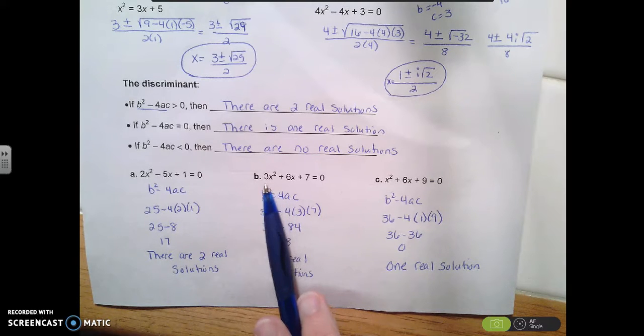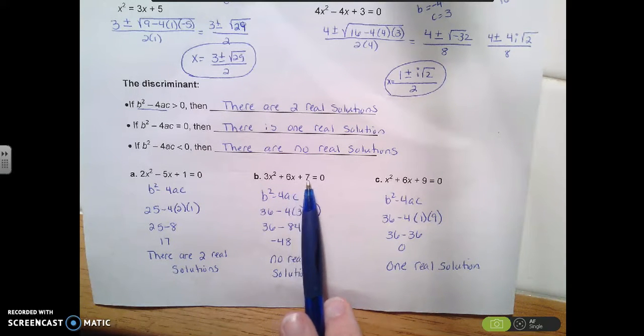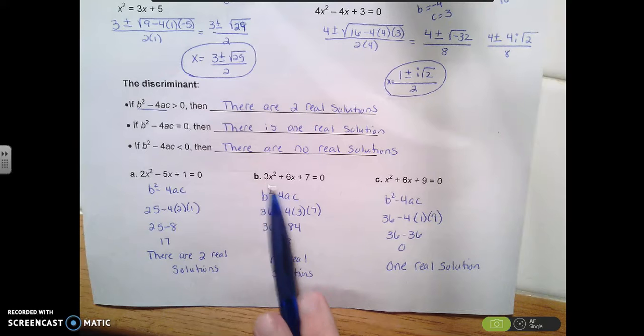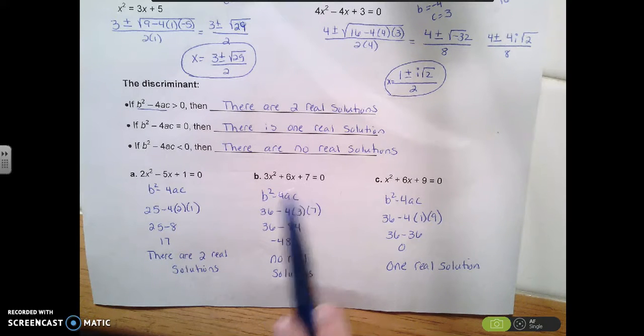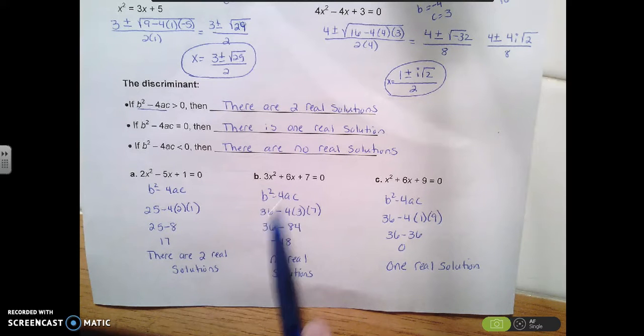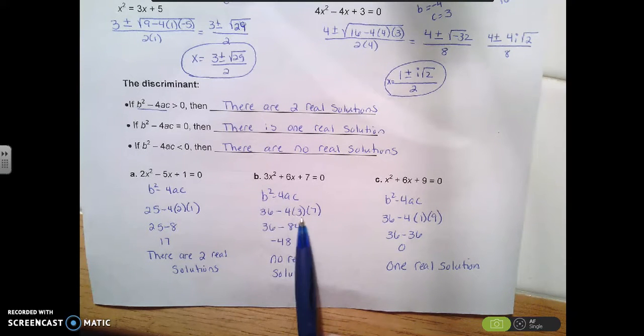And then we have this one, 3x squared plus 6x plus 7. A is 3, b is 6, c is 7. So we have 6 squared, 36. 4 times a, which is 3, times c, which is 7, which is 84. And when we subtract those, we get a negative 48, which means there are going to be no real solutions to this problem.